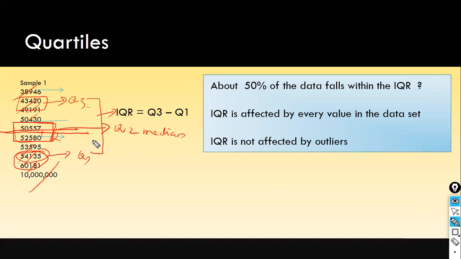What is IQR? Q3 minus Q1. That is your IQR. Now the question is: about 50% of data falls within the IQR. Is that true? First answer this question, then I will answer your question. Is this true or false?